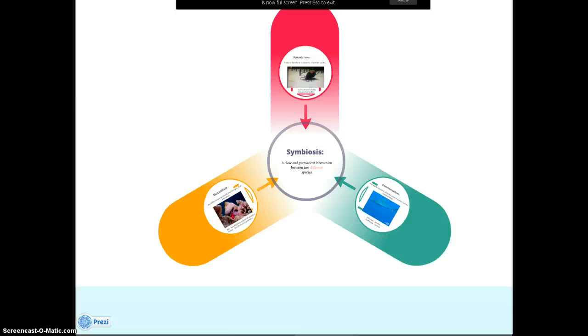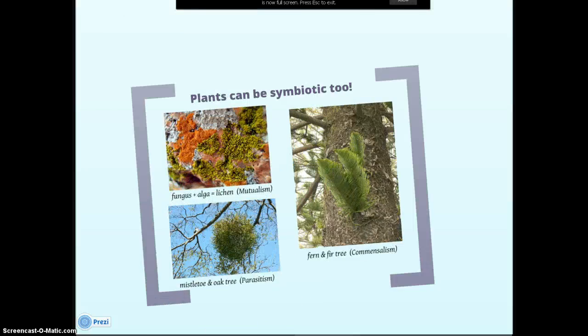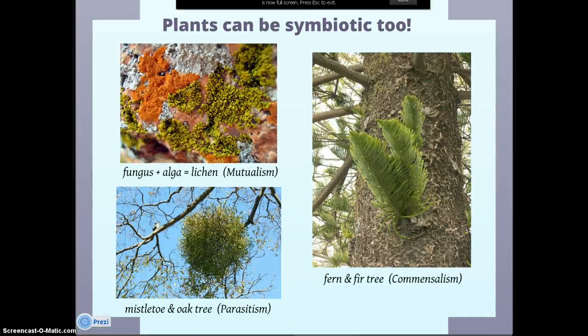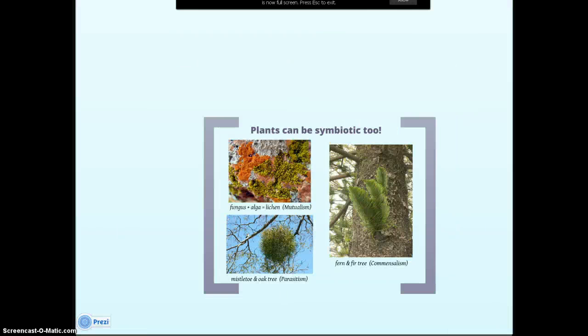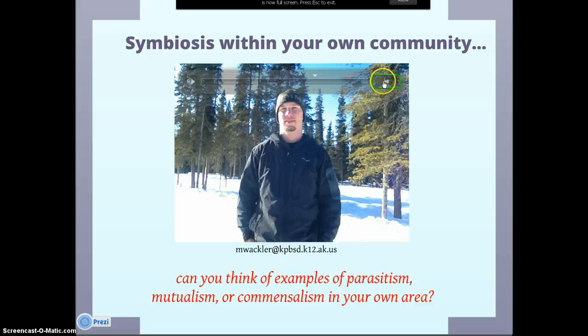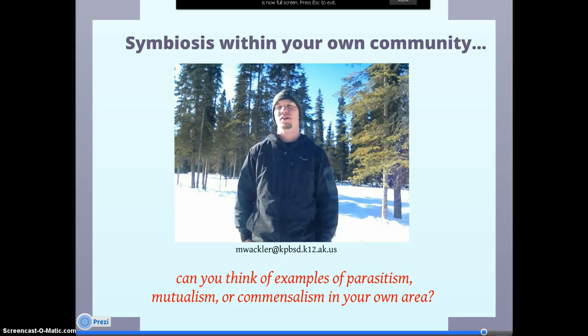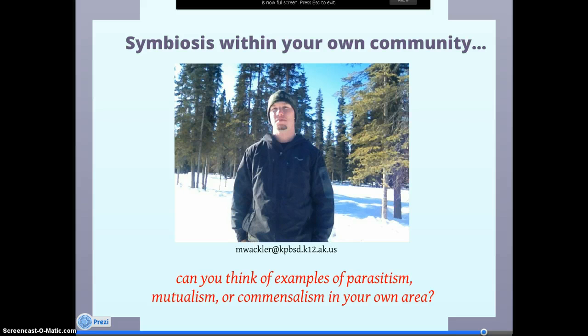Try to keep in mind that symbiotic relationships occur between animals and plant species as well. Some examples are ferns growing from branches of large trees, parasitic mistletoe growing on oak trees, and fungus and algae growing together as lichen. Symbiotic relationships are all around us. We just need to know what to look for.